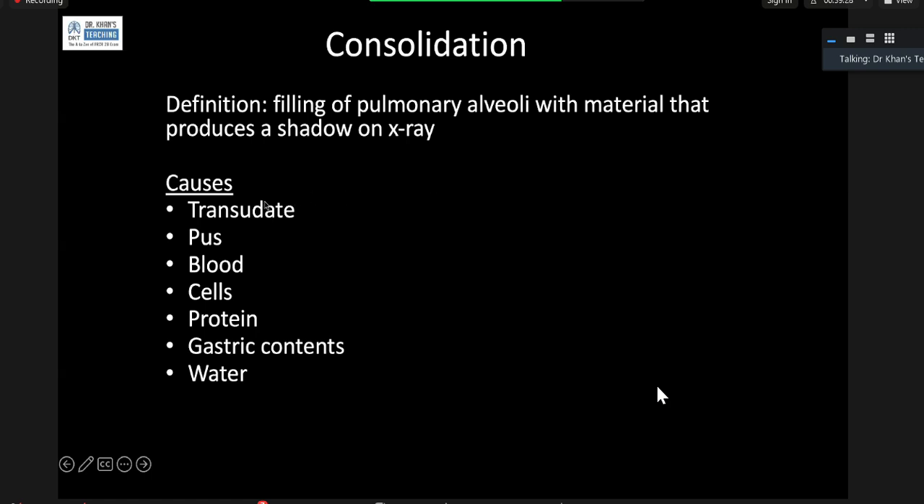Any kind of opacity, any kind of tissue or material that fills up the alveoli, displacing the air, will result in alveolar opacity, and that is called consolidation. So usually when we speak in our common discussions, when we refer to consolidation, our brain normally thinks about an infective consolidation or pneumonia. Okay. But consolidation means any of this.